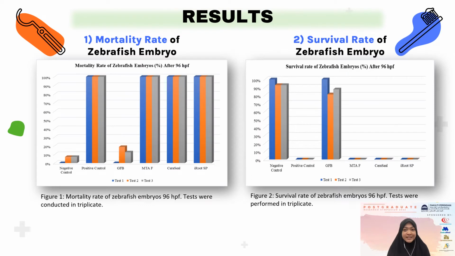We proceed to the results section. We can see both the negative control and Gutaflow Bioseal showed less than 20% mortality rate. 100% mortality rate was recorded for the positive control, MTA Fillapex, Sealapex Bioceramic root canal sealer, and IRSP root canal sealer.